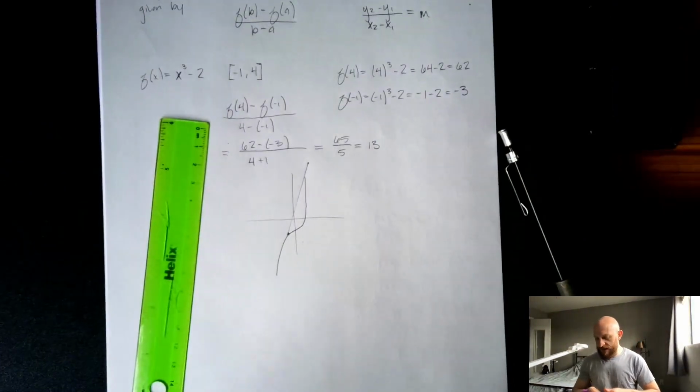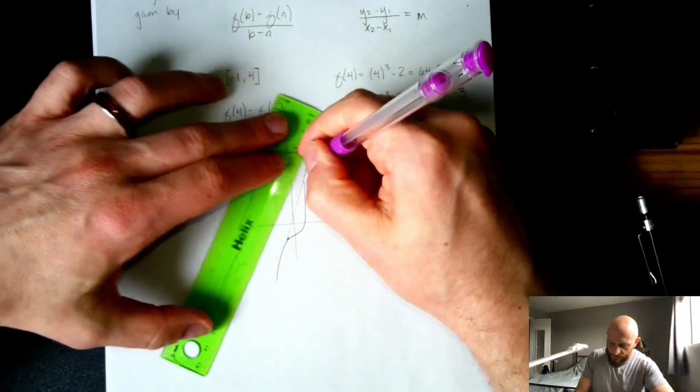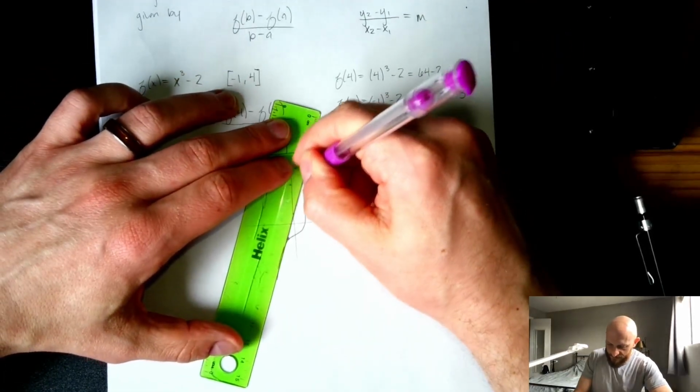The slope of this line, in any case, is 13. That's what we're looking at. That's what we just calculated.